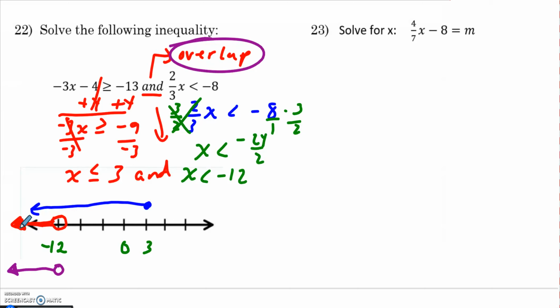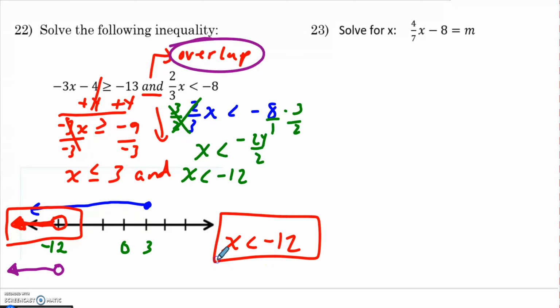And technically, algebraically, this isn't my answer. Now that we've done this for longer, I want you to see that technically my only answer is just x is less than negative 12. So this is my answer graphically, and this is truly my answer algebraically. Yes, I know you got this piece, but this is the only place the overlap exists.